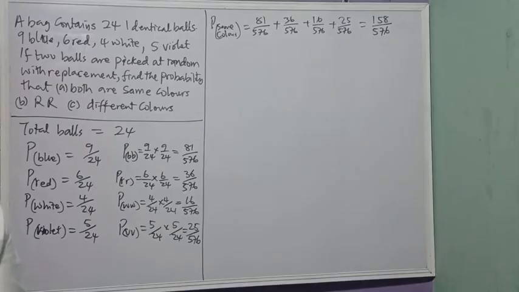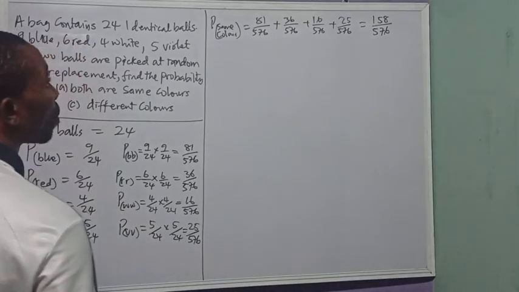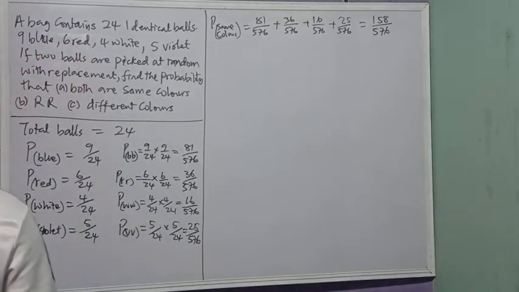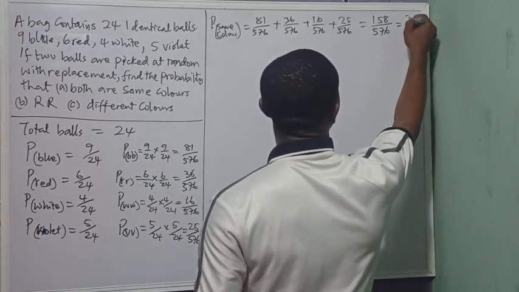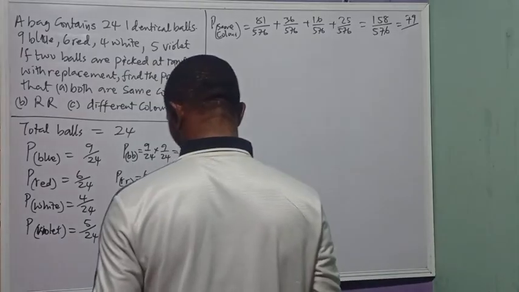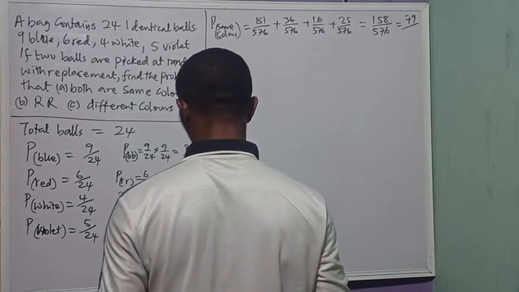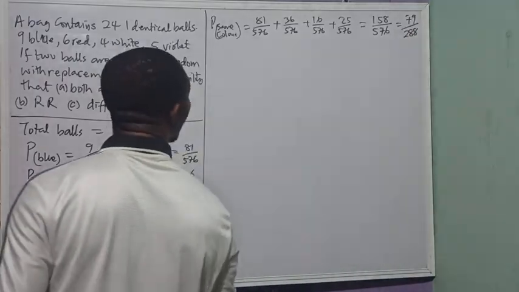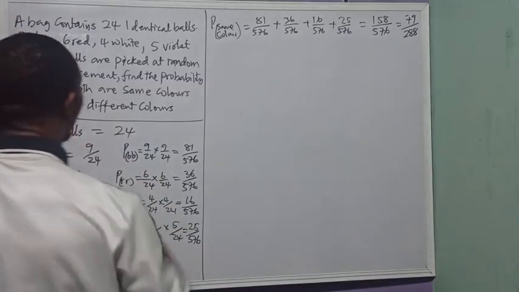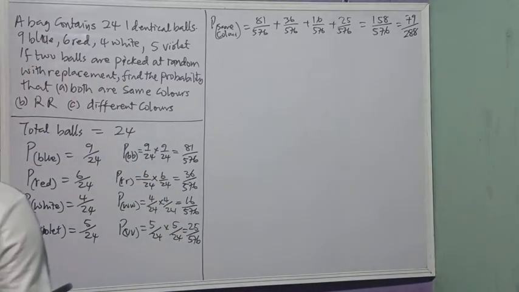So we have to break it down. Can it be broken down to its lowest term? Okay. Can we use 3? Let's see if 15, no. Okay, we can use 2. Divided by 2, this gives us 79/288. All right. That will be our probability for same colors.